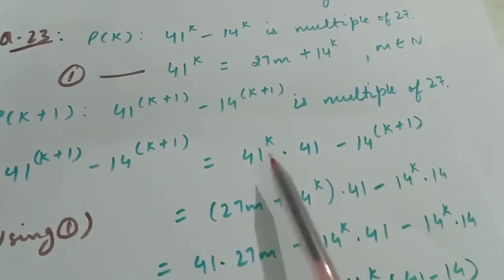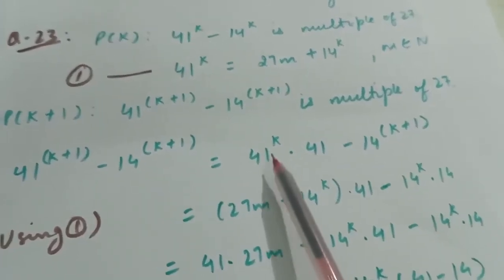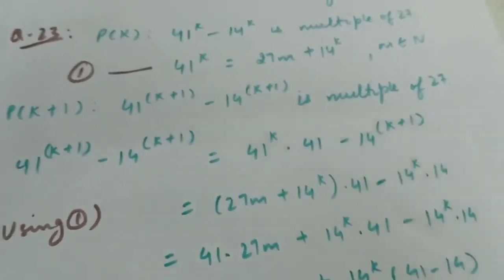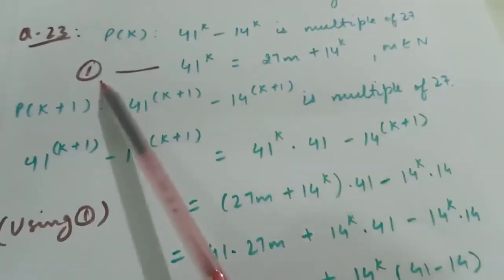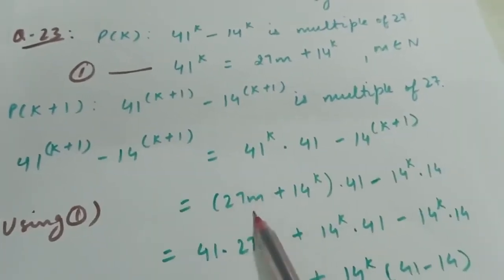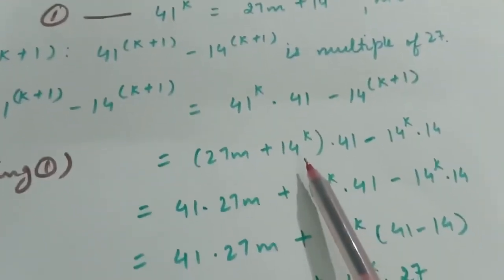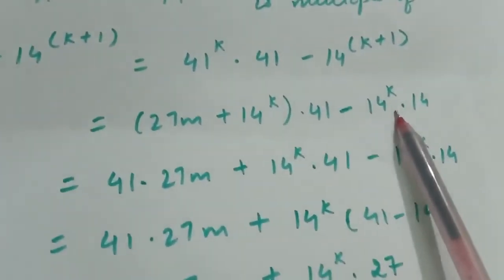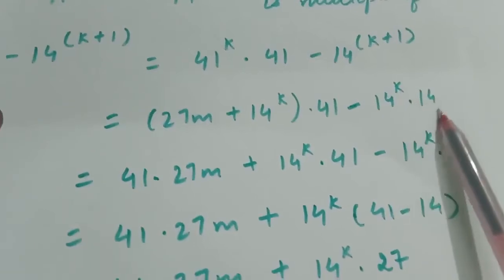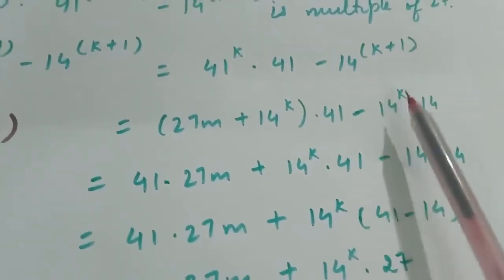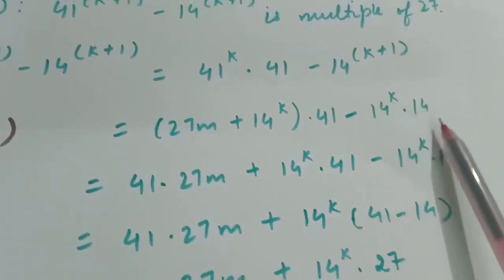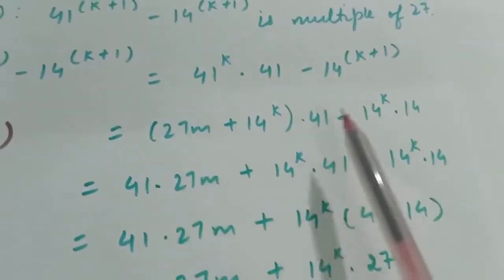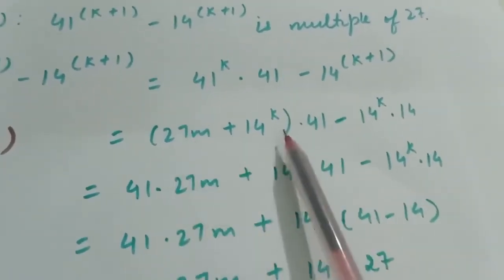plus 1. Writing the value of 41 raised to the power k, that is using 1, the value is 27m plus 14 raised to the power k, into 41, minus 14 raised to the power k into 14. We are writing this as 14 raised to the power k into 14. Multiply 41 with both the terms.